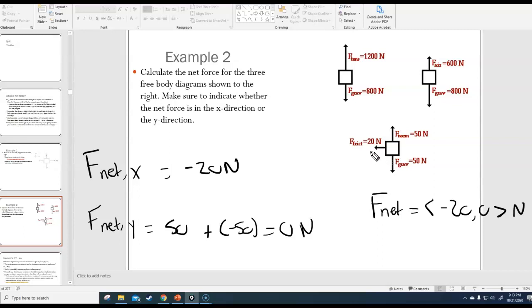Although I will say, if the force of friction is acting to the left, friction always opposes motion. And so we can infer from context that this object is probably moving to the right, which is why friction is pointing towards the left. Okay, so hopefully you now have a better idea of what is meant by net force.